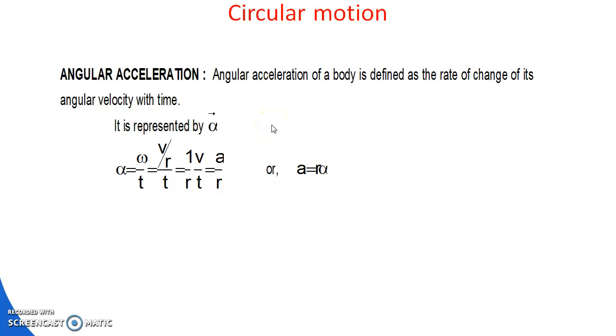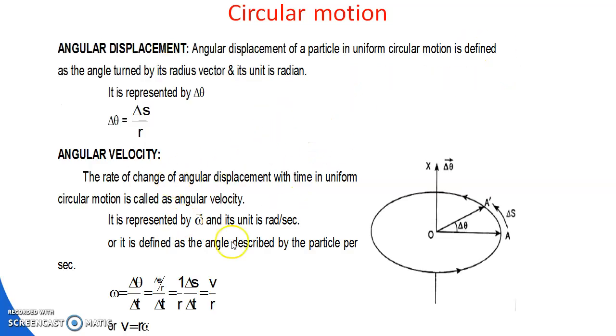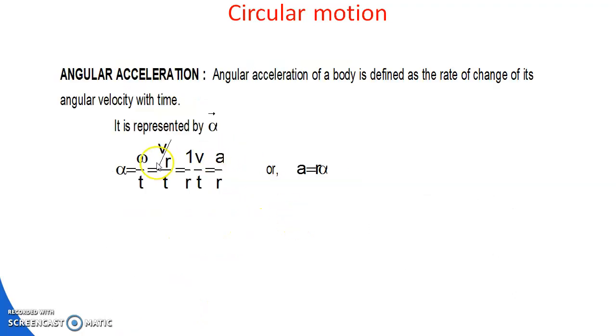Now the question is, what is the SI unit of angular acceleration? The SI unit of angular velocity is radian per second. Putting that in alpha is equal to omega by t, we get radian per second divided by second. So the SI unit of angular acceleration is radian per second square.